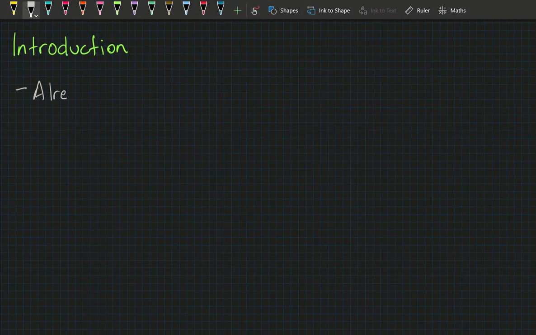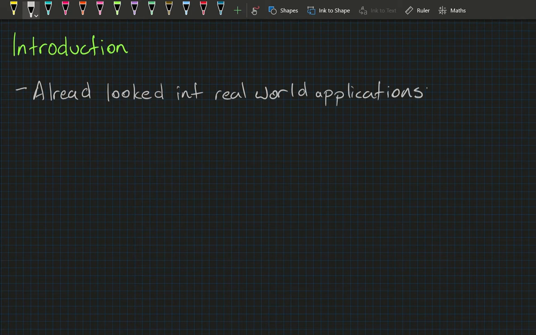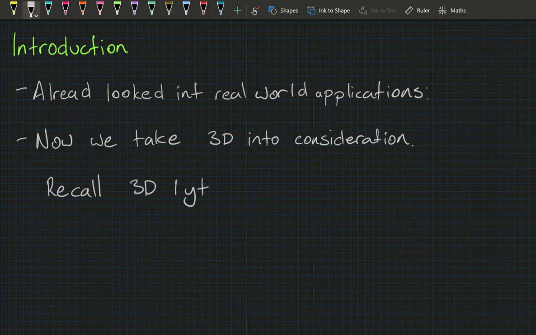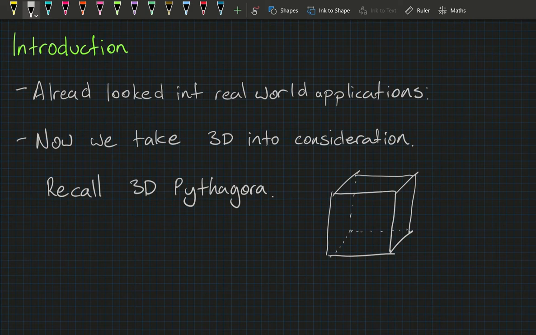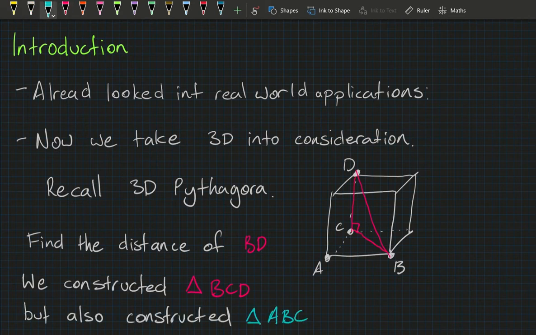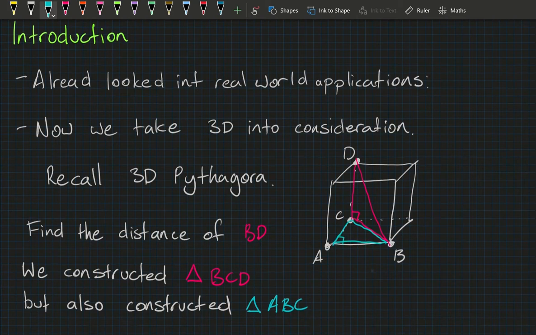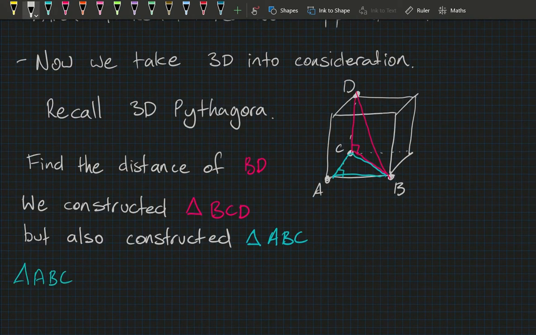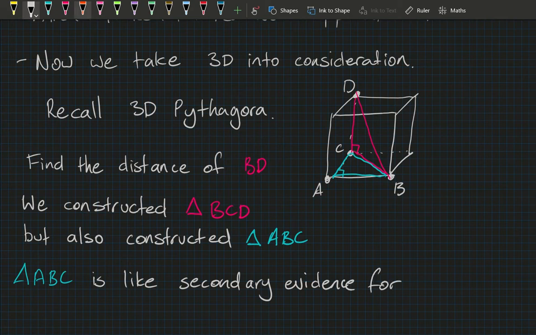We've already looked into real-world applications for trigonometry, but now we're going to take the third dimension into consideration. So let's recall what we did with 3D Pythagoras, and for that I'm going to need to draw this box and mark in these points A, B, C and D. Now if we're going to find the distance of B to D, we constructed the triangle BCD, but also constructed the other triangle ABC. And in this case, it was almost like ABC was secondary evidence to find BCD.